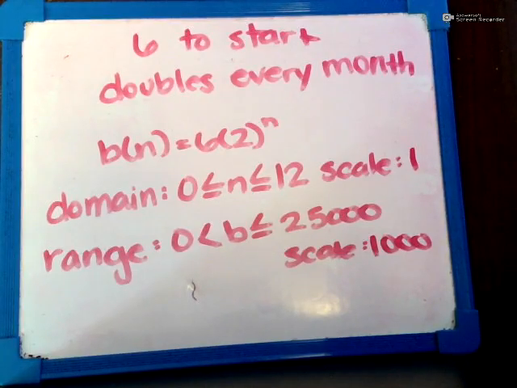12 months in a year, so that's where we got the 12. And 25,000 is because the answer, when you plug 12 into this equation, is 24,576 beetles. So you'll need 25,000 in order to have that total included in your graph.